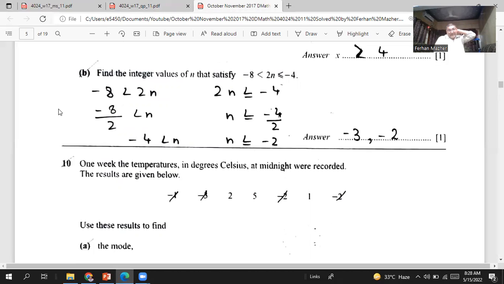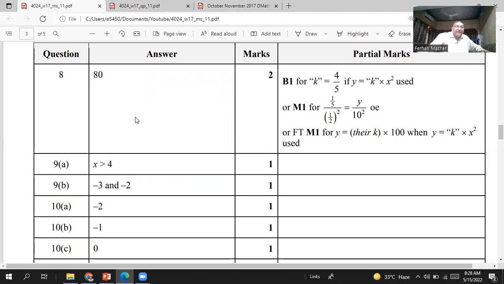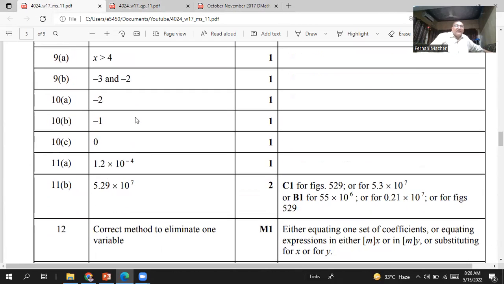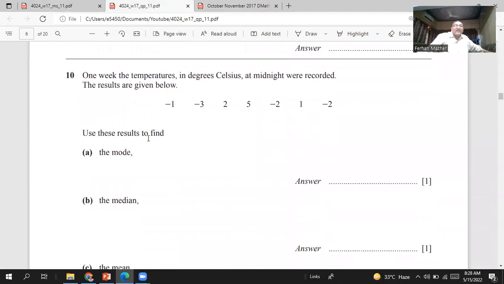If you represent it on the number line, you will see what the answers in your solution are. We will have minus 3 and minus 2. I advise you to make a number line here. It will be better and easier for you. Our answers are right, sir. Okay, so we are going to the next question.